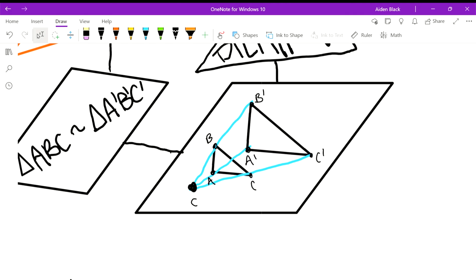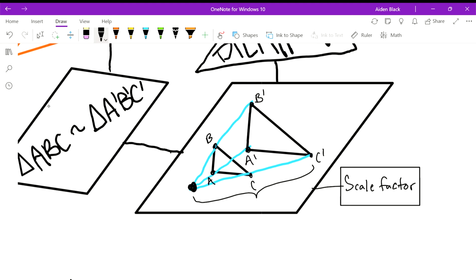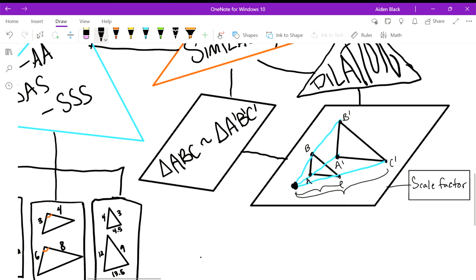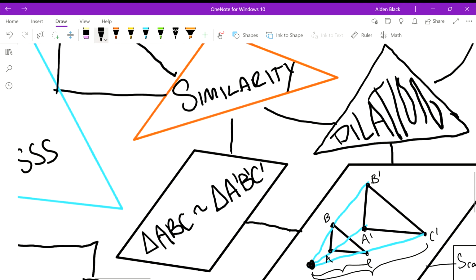And what would we find? We would look for and find the scale factor by taking the length from here to here and dividing it by the length from the center of dilation to that first point. Dividing it, that will give you the scale factor. And there's a symbol for it.